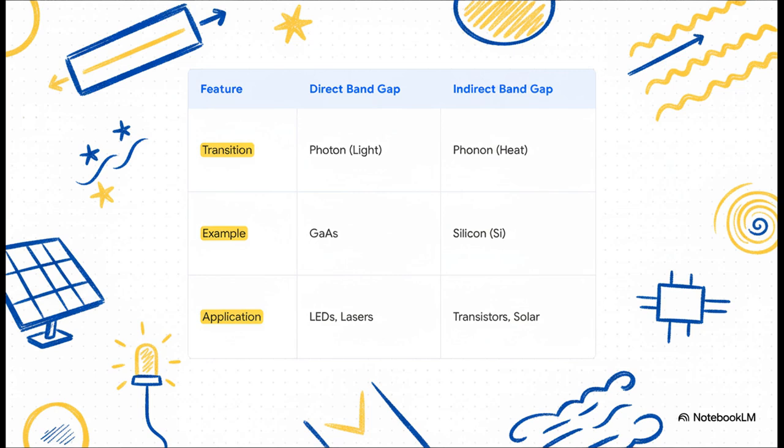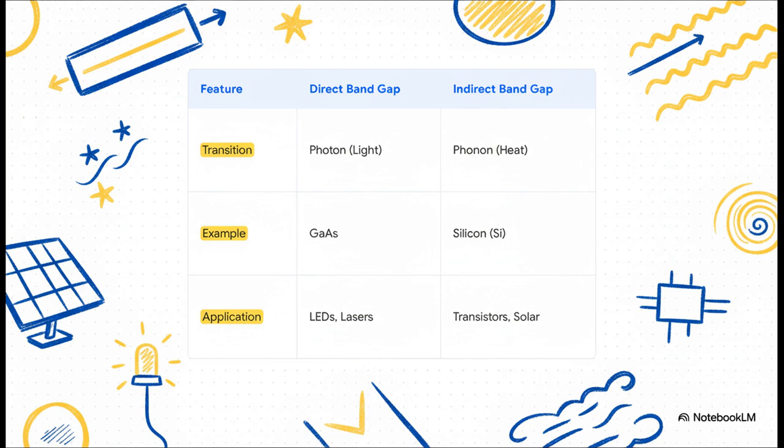In a direct band gap material, like gallium arsenide, when an excited electron falls back down from the conduction band, it can do so in one clean step. And when it does that, it releases its extra energy as a photon, a particle of light. This is why these materials are amazing for things like LEDs and lasers.